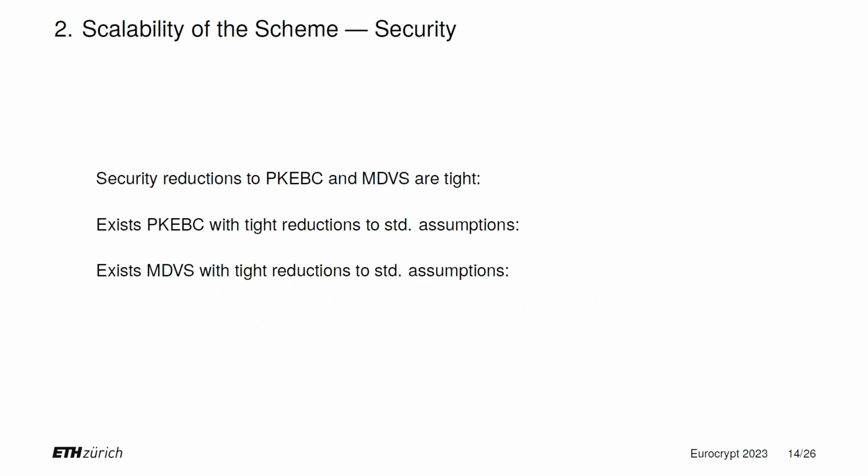So we have to make sure of a few things to make sure that this scheme is scalable in terms of security. One of the things is that the security reductions to the underlying PKE-BC scheme and MDVS scheme are tight. And actually, yes, they are from the existing construction by Maurer et al. Another thing we have to ensure is that there is actually a PKE-BC scheme with tight security reductions to standard assumptions, and the answer to this is also yes. However, there is no MDVS scheme with tight security reductions to standard assumptions, and this is the first problem we consider in the paper.